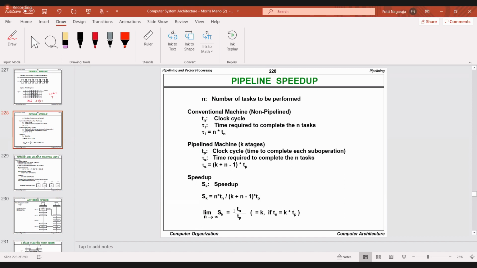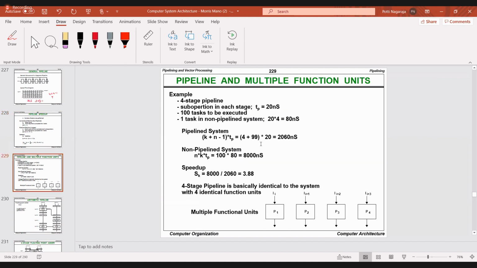So K into Tp in numerator, Tp cancels. So the answer is K. This is explained with the help of an example. It is a 4-stage pipeline, which means 4 segments. Each sub operation requires Tp of 20 nanoseconds, and 100 tasks have to be executed.